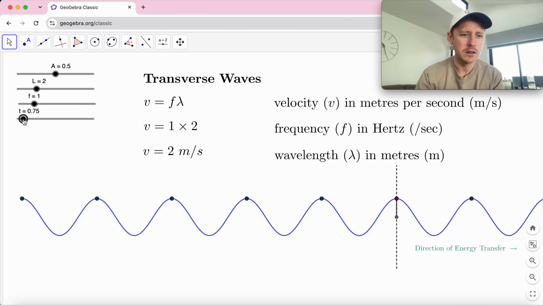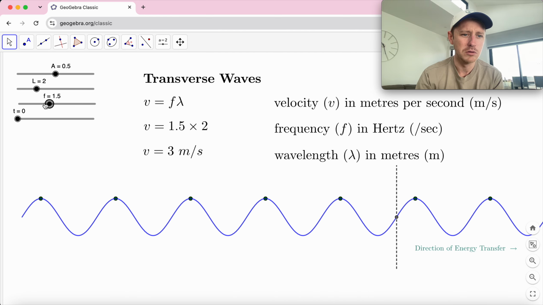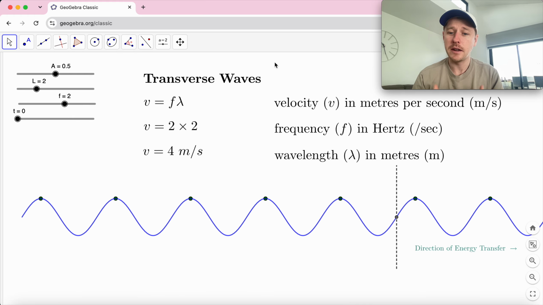I'll just change one other thing. I'll change the frequency to be 2. And here's a question for you. If the frequency is 2 now, how many times will each wave pass through that gate in 10 seconds?